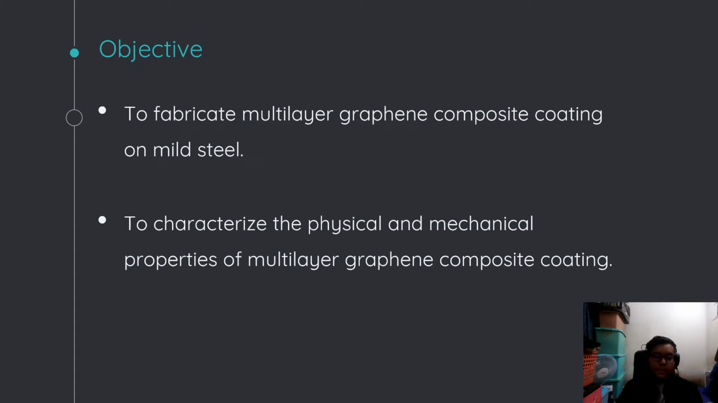Objective of the project. There will be two objectives for the project. First is to fabricate multilayer graphene composite coating on mild steel. The graphene composite will be nickel graphene oxide, and the fabrication will be done through pulse electrodeposition. Second is to characterize the physical and mechanical property of multilayer graphene composite coating.